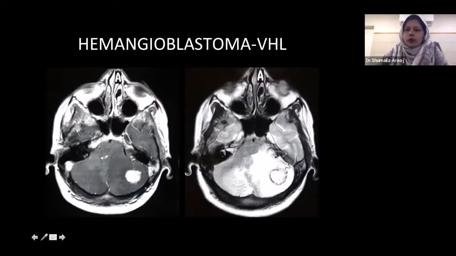So we performed ultrasound abdomen as well, and there were pancreatic cysts, and this was a case of hemangioblastoma, and the patient had all the spectrum of VHL. So after her delivery, her surgery was performed, and she's doing very well. She comes for regular follow-up scans.